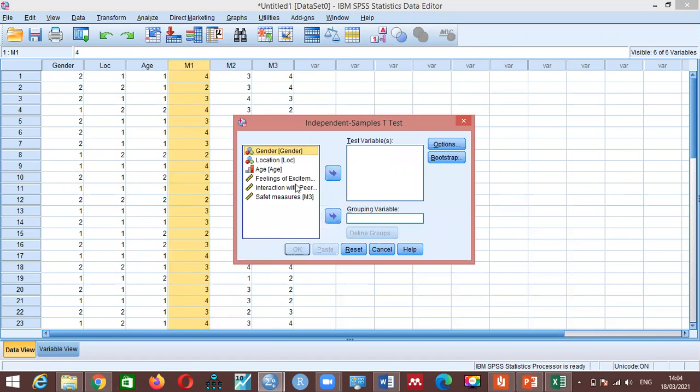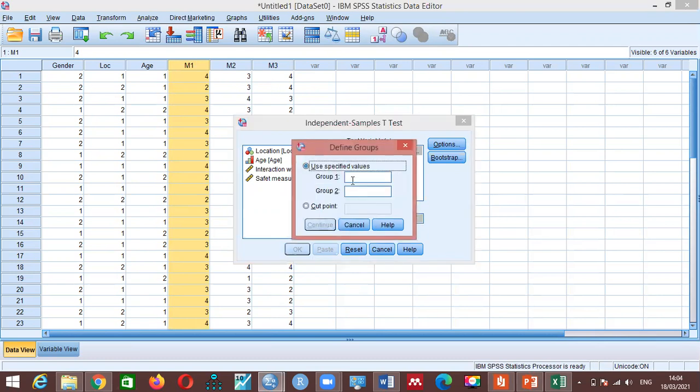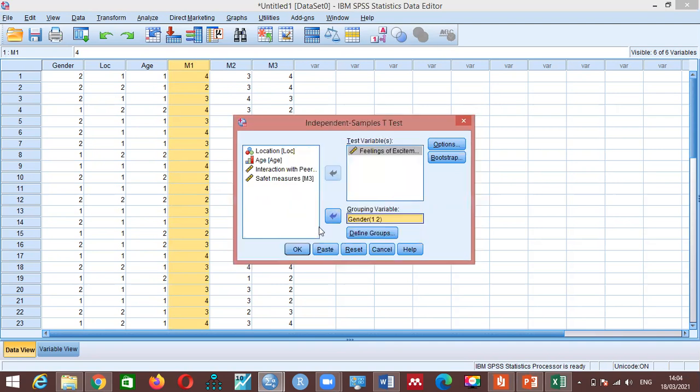What variable are we testing? We're testing the feelings of excitement. And how are we grouping them? We want to see if there's a significant difference in the gender. So our grouping variable, the groups we want to define, are the gender. Let's define our groups. Group 1, let's say the first group is for male. So male is coded 1, right? The second group is for female. Female is coded 2. Okay, we say continue.